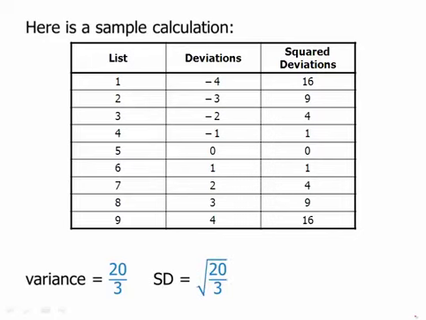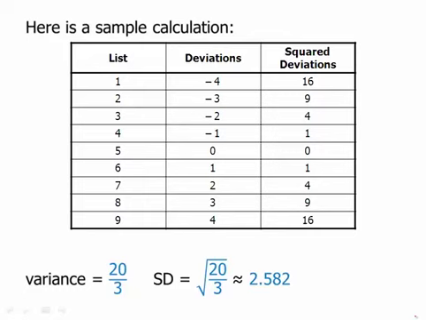So we could write it in radical form. We could simplify that radical if we wanted to. Typically, the standard deviation is just written as a decimal, so we'll write it in decimal form. So notice that what we found here, 2.582, is the standard deviation of the list from 1 to 9.